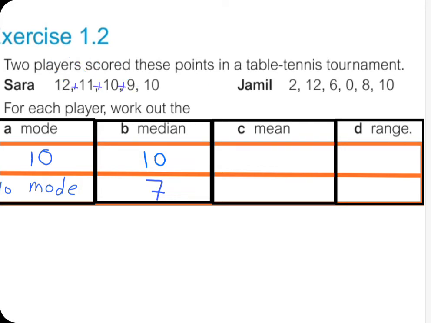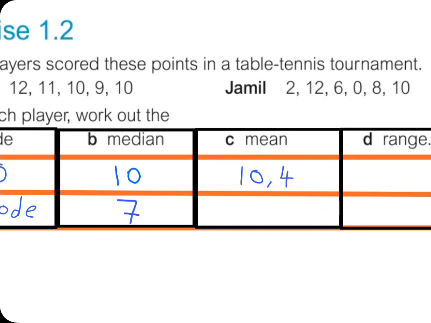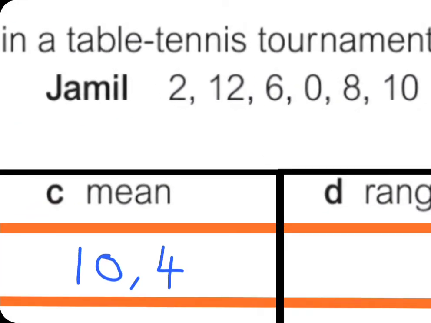So what did we do? We added the data together and then divided by the number, which is 5. So it's 10.4. Good job. Now, let's work on Jameel's data. As we did with Sarah, we add the data and then divide it by its count or its number. Now, Jameel's data are 6, so we add them all together and divide them by 6. Very good. Like this.